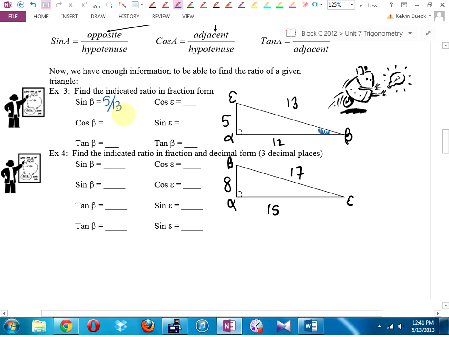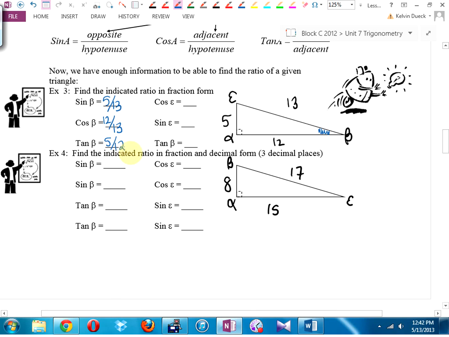What would the cosine be? What over what? More specific. 12 over 13. Right? What would tangent be? Opposite over adjacent. 5 over 12.